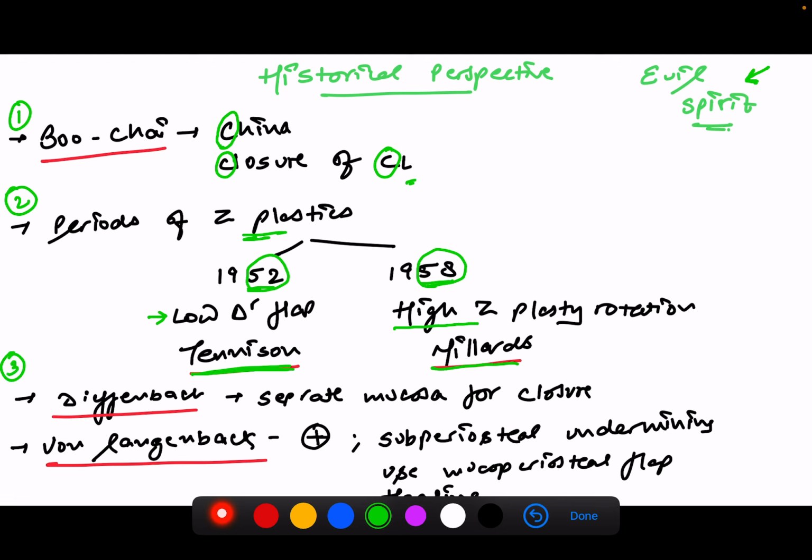Third one is Diefenbach. Diefenbach said that one should separate the mucosa for proper closure. And fourth one is von Langenbeck, who combined all the principles and said subperiosteal undermining should be done and mucoperiosteal flaps should be used for better healing.